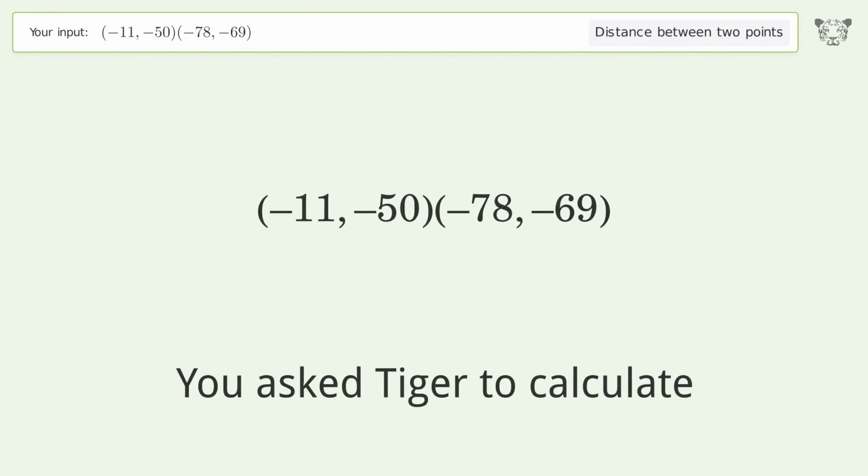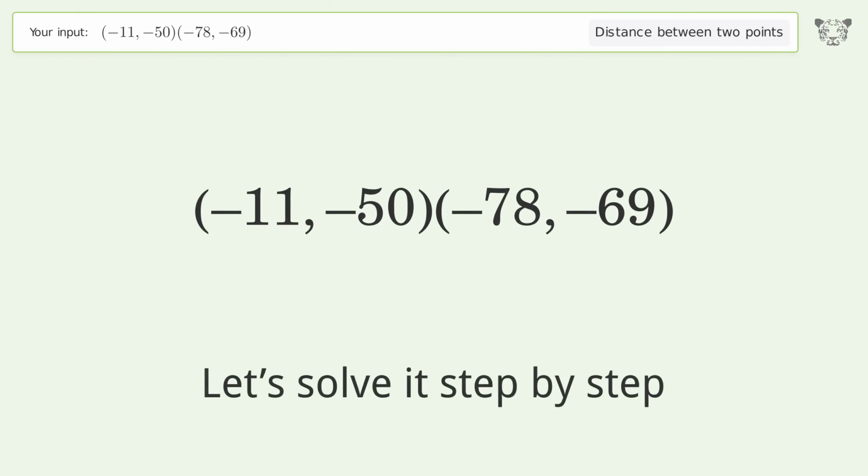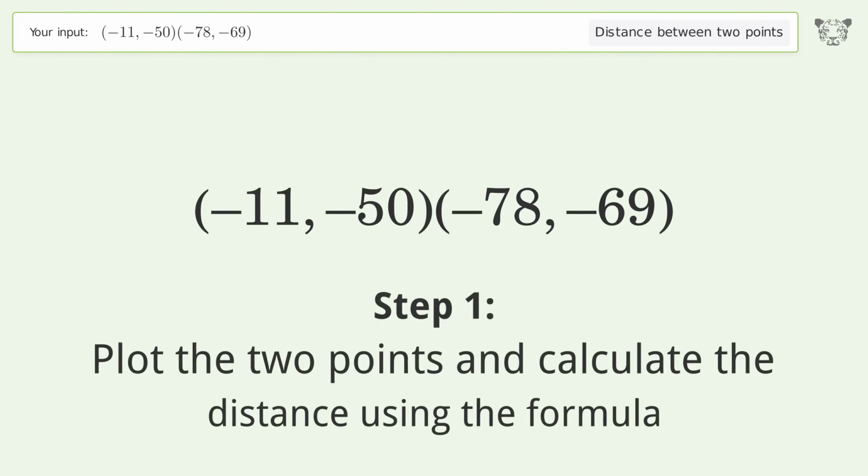You ask Tiger to calculate. This deals with the distance between 2 points. The distance between the 2 points is the square root of 4,850, or 69.642. Let's solve it step by step. Plot the 2 points and calculate the distance using the formula.